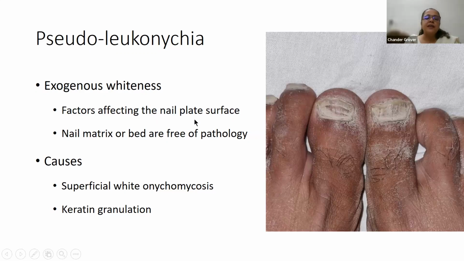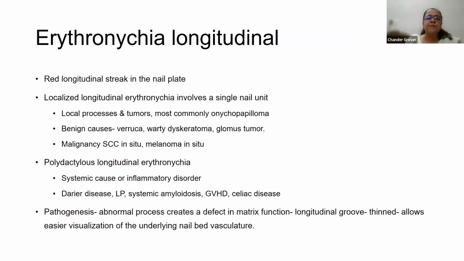So factors affecting the nail plate surface are going to produce the pseudo-leukonychia, which can be scraped off from the surface. Common causes are superficial white onychomycosis, like in this particular patient, or keratin granulation or degranulation after prolonged nail polish application. Red color, what does that tell you? The longitudinal erythronychia involving a single unit is commonly taken as an indicator towards a tumor where malignancy needs to be ruled out. So red in the nail is something you should investigate further.